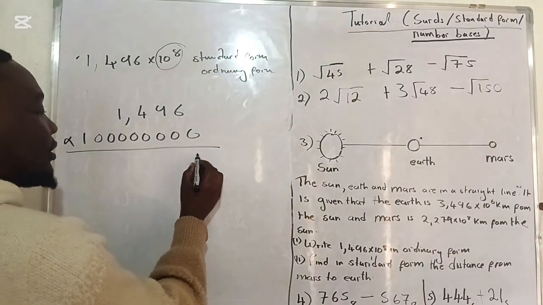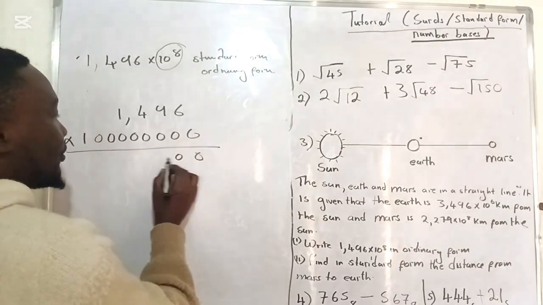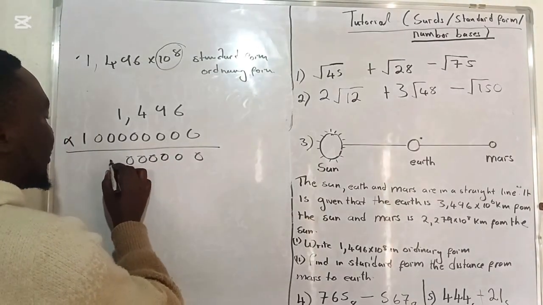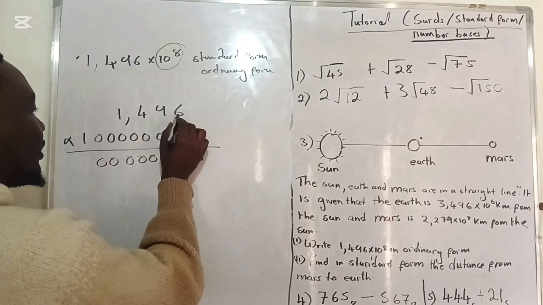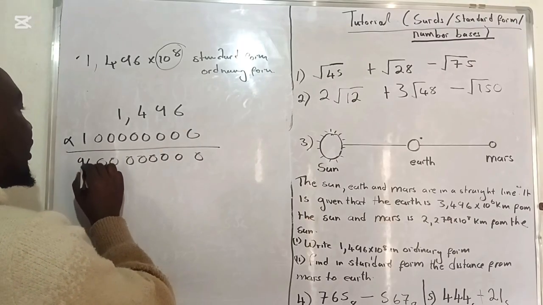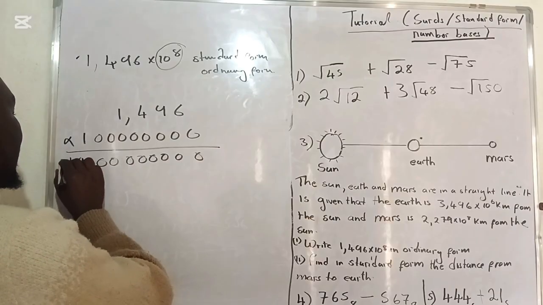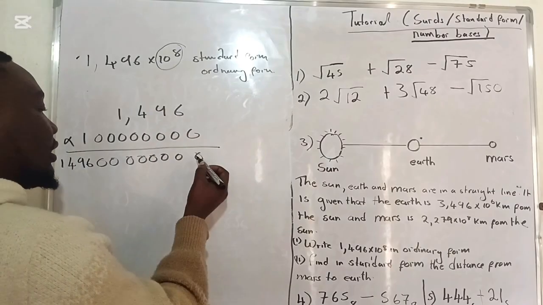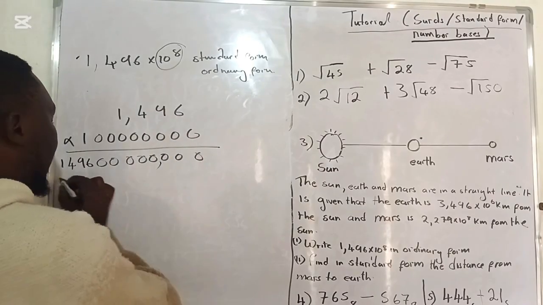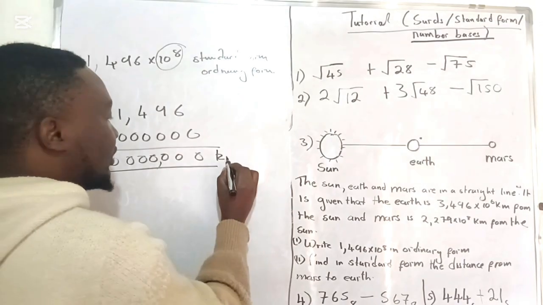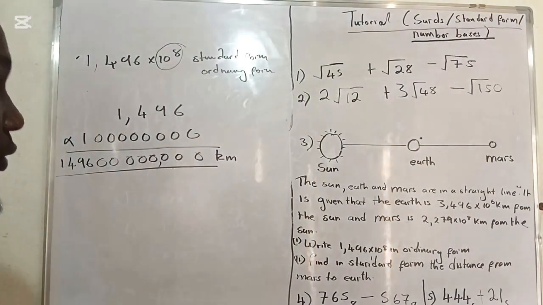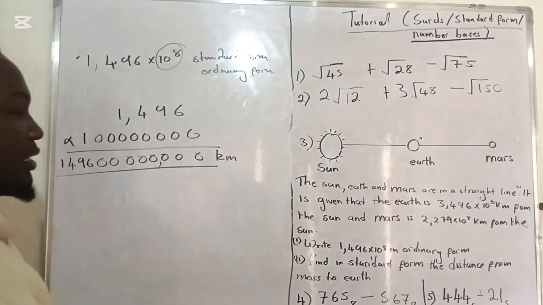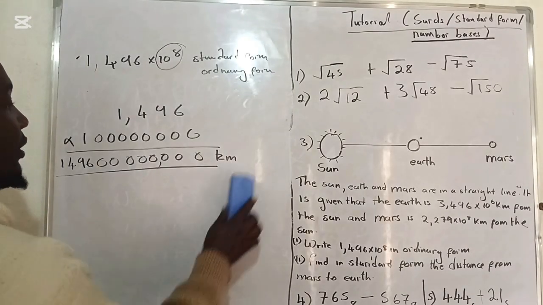So when you multiply, you start with the zeros, then 1 times 6 is 6, 1 times 9 is 9, 1 times 4 is 4, 1 times 1 is 1. Then you count how many numbers there are after the decimal point: 1, 2, 3. Then you count 1, 2, 3 and put your comma here. And don't forget the units. Never forget to put your units. So let's move on to the next question. Find in standard form the distance from Mars to Earth.